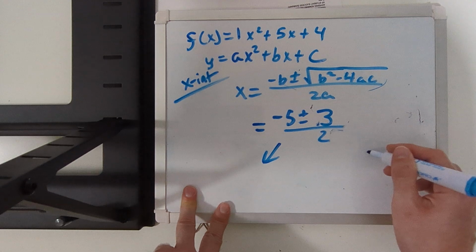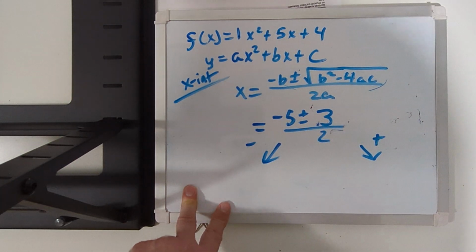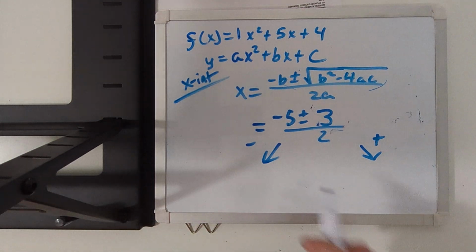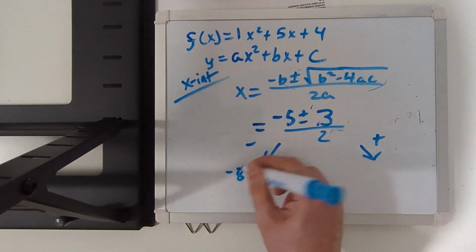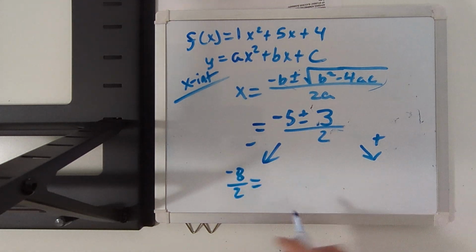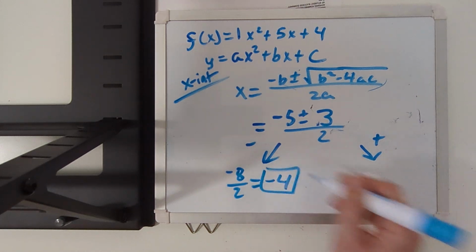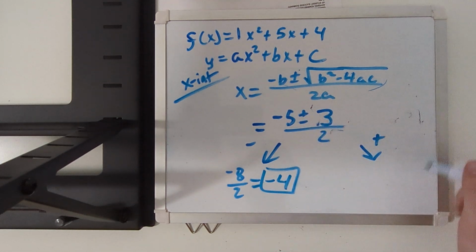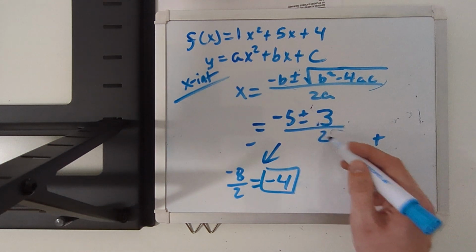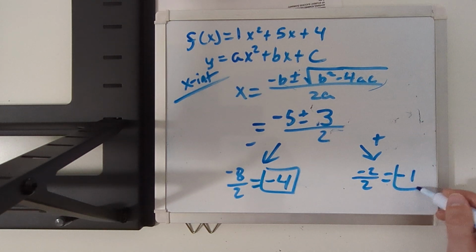2. We're going to figure out both of those, the minus answer and the plus answer, and then write down our final answers. Negative 5 minus 3 is negative 8. And if I take negative 8 and divide that by 2, that is negative 4, one of our x-intercepts. Negative 5 plus 3 is negative 2. And if I divide that by 2, that gives me the other x-intercept of negative 1.